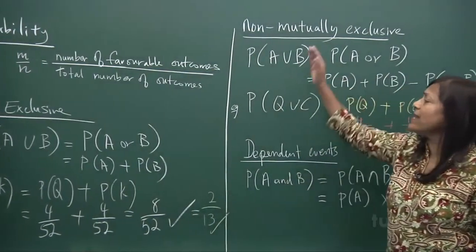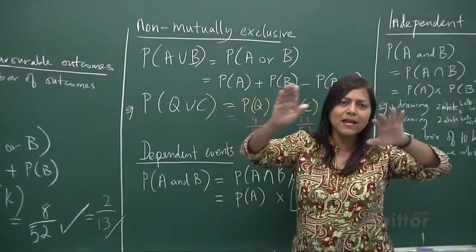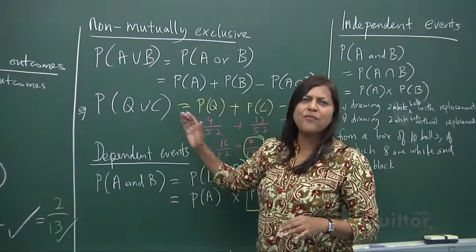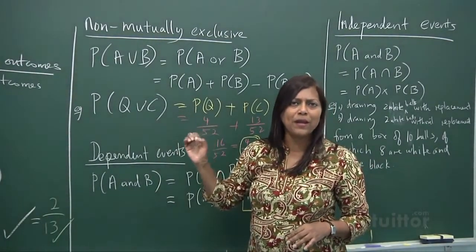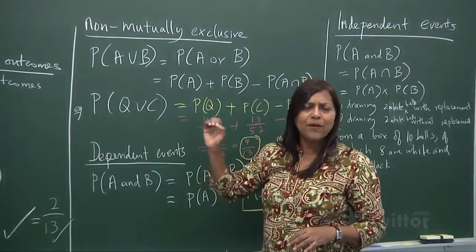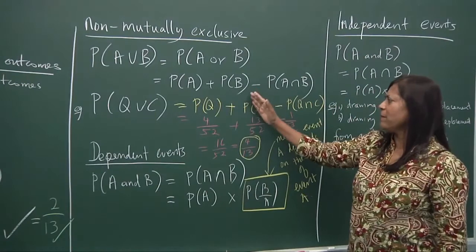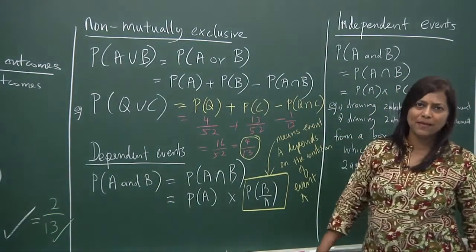Now in the case of non-mutually exclusive events, there is an area where it's a cross. Alright? So this is a very classic example: the probability of getting a queen or a club. Very good example. Take note of it. So it's the probability of a queen plus the probability of a club, minus where the overlap is.